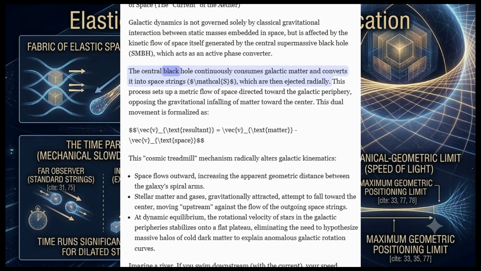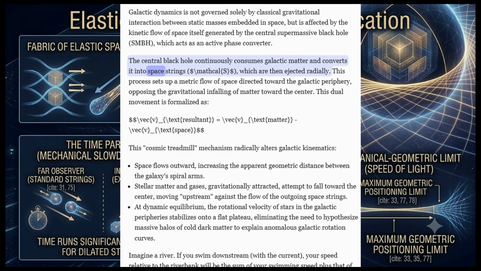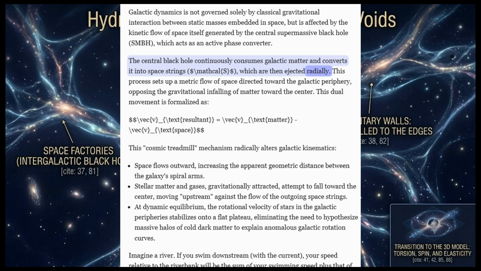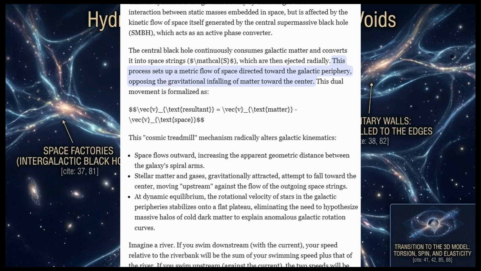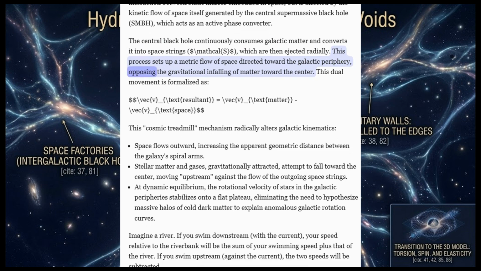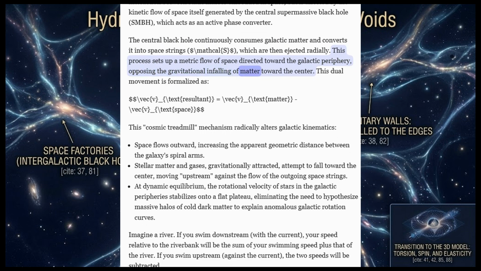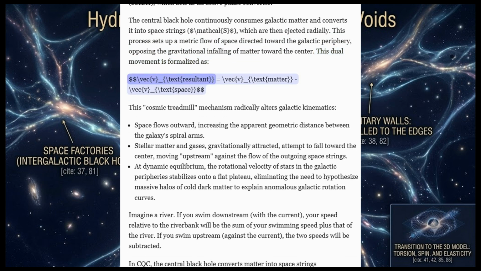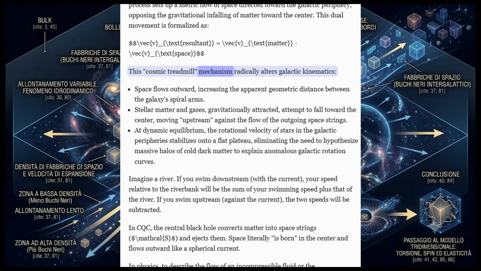The central black hole continuously consumes galactic matter and converts it into space strings, which are then ejected radially. This process sets up a metric flow of space directed toward the galactic periphery, opposing the gravitational infalling of matter toward the center. This dual movement is formalized as VC. This cosmic treadmill mechanism radically alters galactic kinematics.